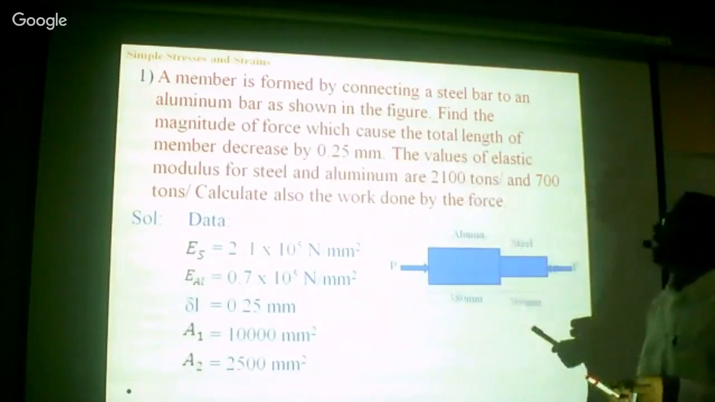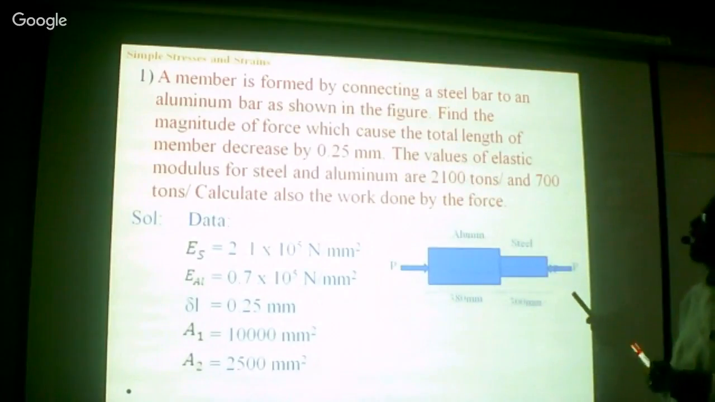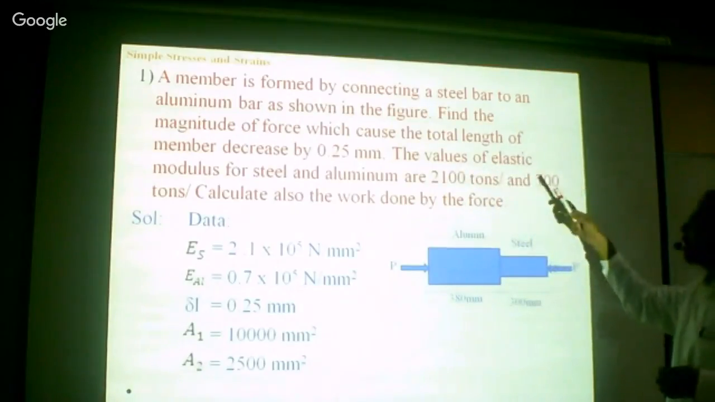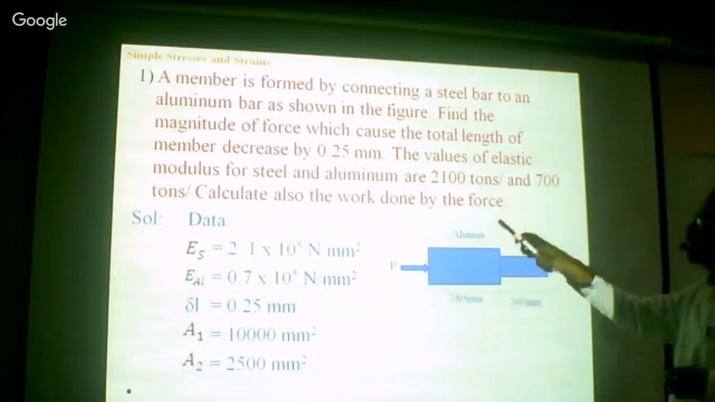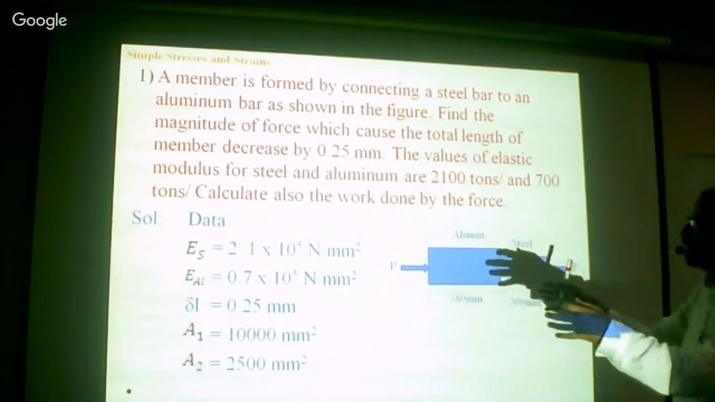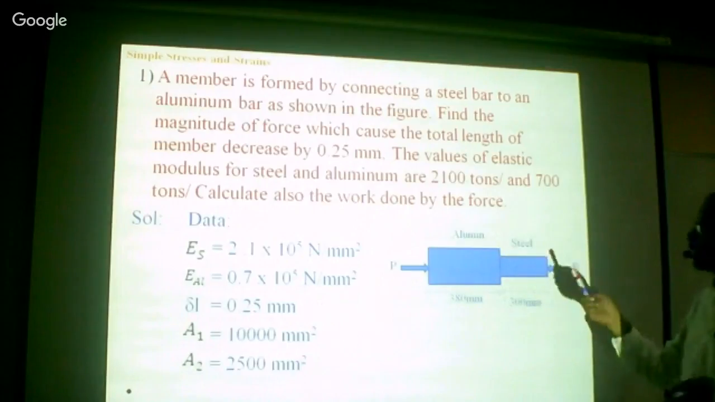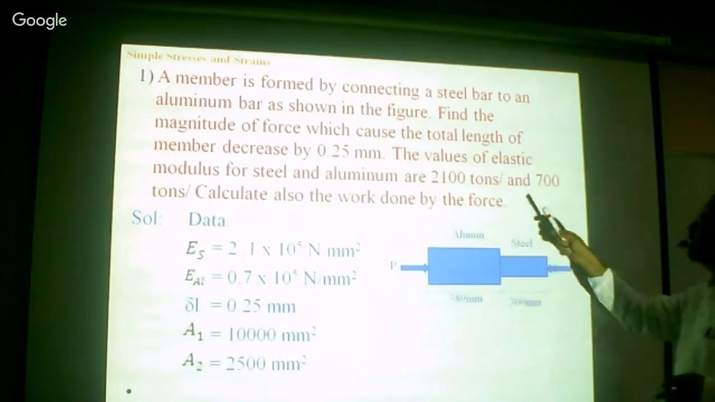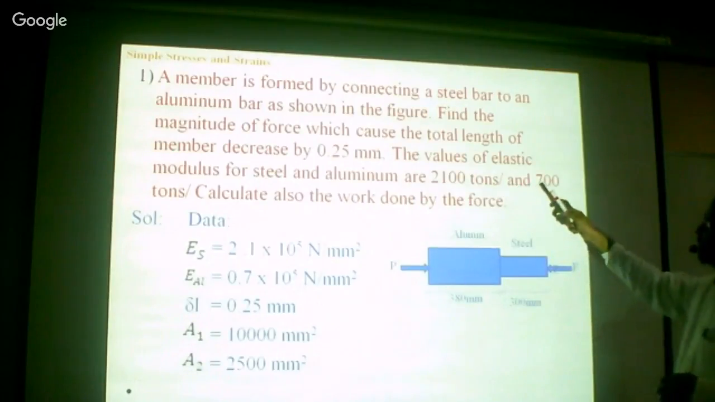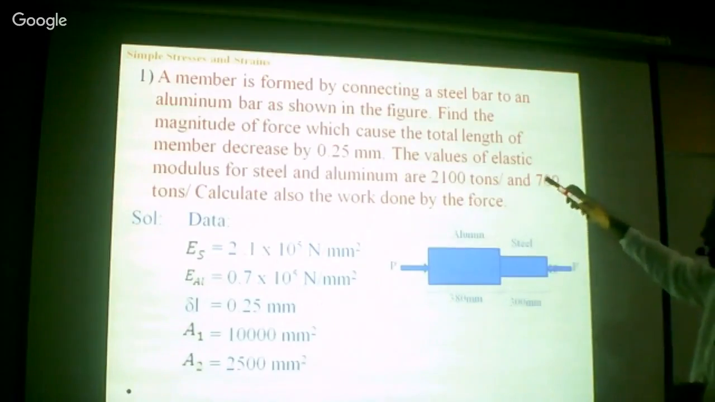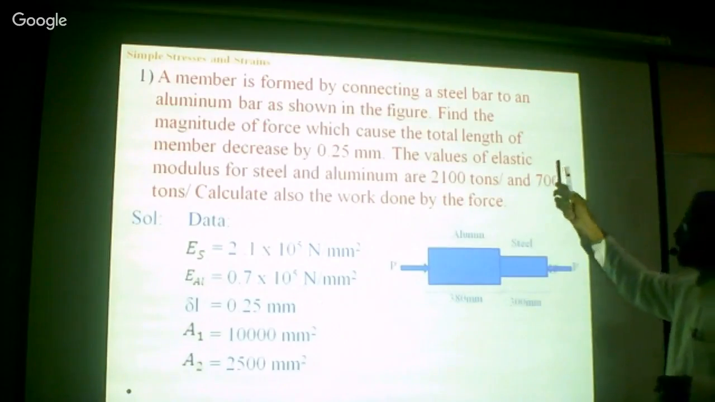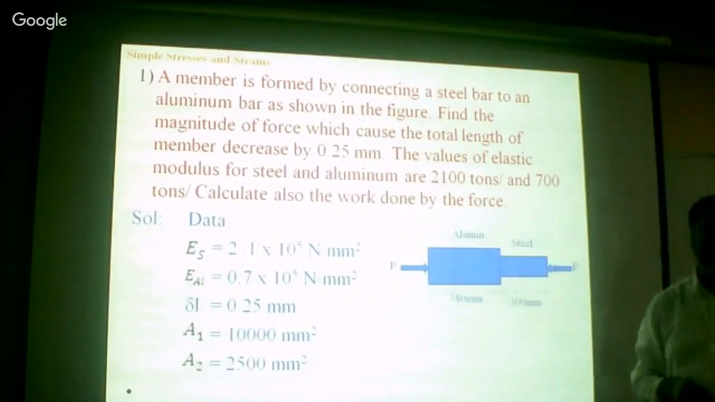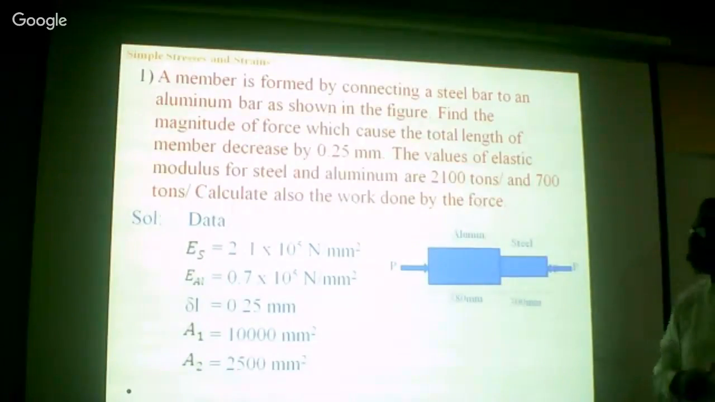A member is formed by connecting a steel bar to an aluminum bar, as shown in the figure. Find the magnitude of the force which caused the total length of the member to decrease by 0.25 millimeter. The values of elastic modulus for steel and aluminum are given: 2,100 tons per centimeter square, and 700 tons per centimeter square. Calculate also the work done by the force. This is our problem. Normally this will be asked in the examination for 10 marks.